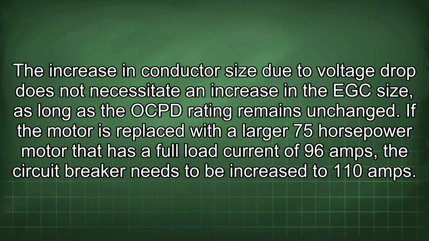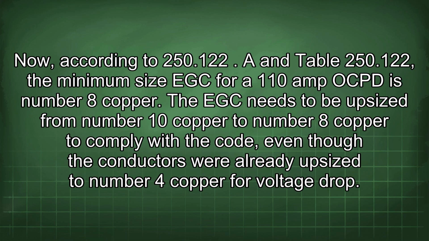If the motor is replaced with a larger 75 horsepower motor that has a full load current of 96 amps, the circuit breaker needs to be increased to 110 amps. Now, according to 250.122 and Table 250.122, the minimum size EGC for a 110 amp OCPD is number 8 copper. The EGC needs to be upsized from number 10 copper to number 8 copper to comply with the code, even though the conductors were already upsized to number 4 copper for voltage drop.